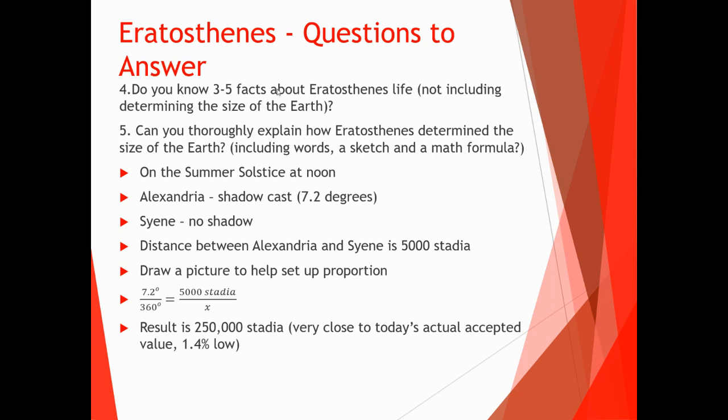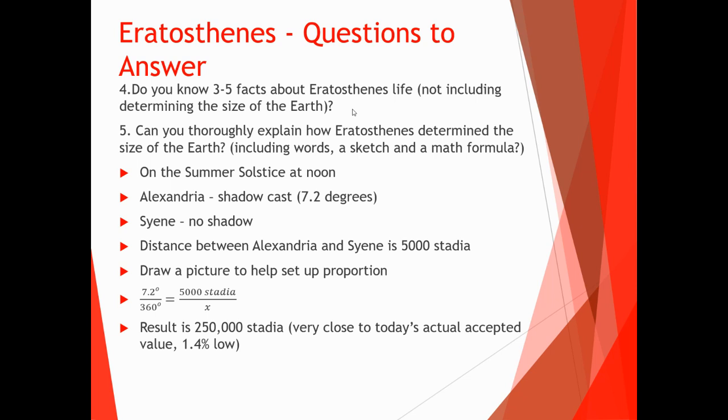So number 4, about knowing 3 to 5 facts about his life. That should have just come from your reading. I'm not going to go over those because I'm fairly certain all of you should have been able to read those couple of paragraphs and pull those out. But number 5, can you thoroughly explain how Eratosthenes determined the size of the Earth, including words, a sketch, and a math formula?